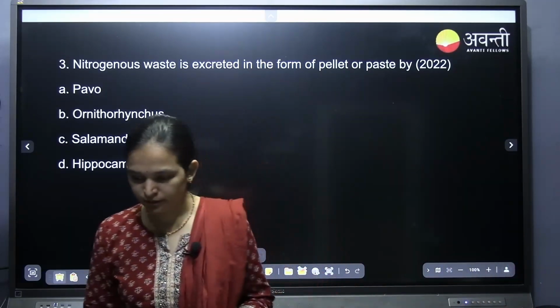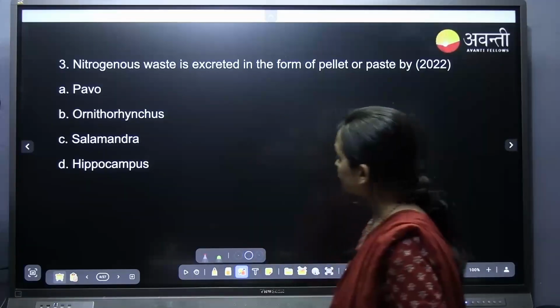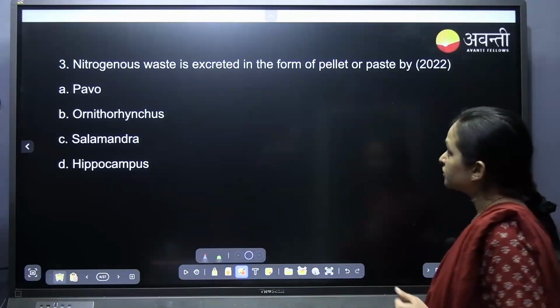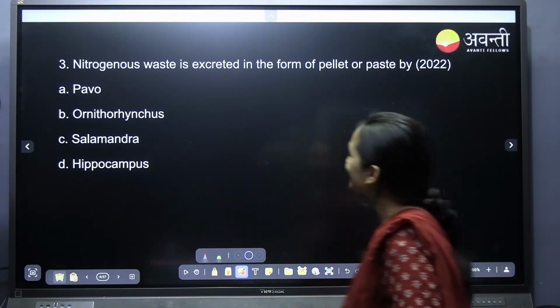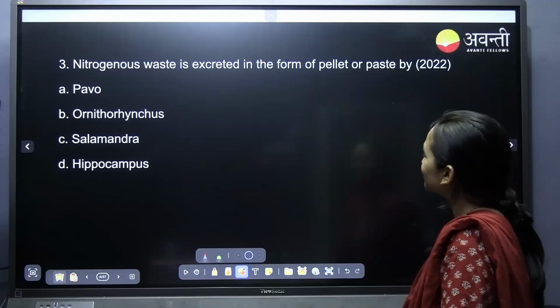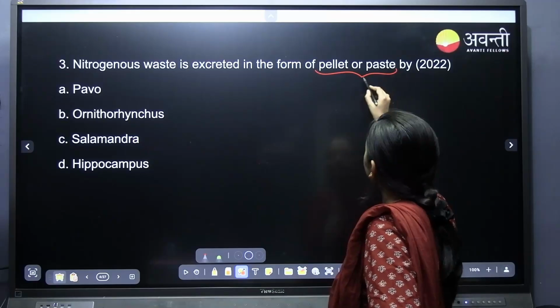Give the answer to this question. Okay, the question reads, nitrogenous waste is excreted in the form of pellet or paste. Pellet or paste, what is it actually?